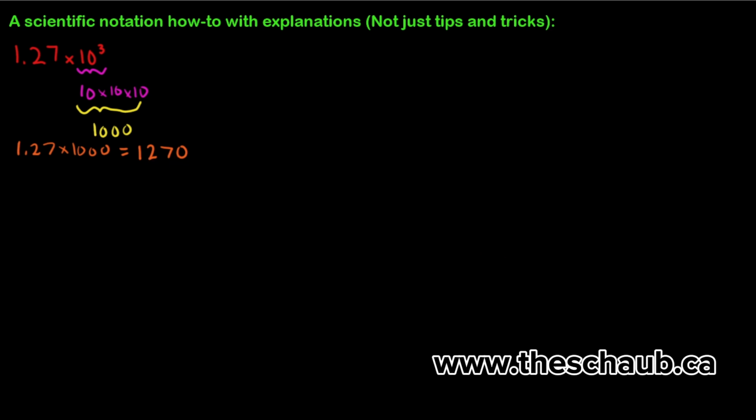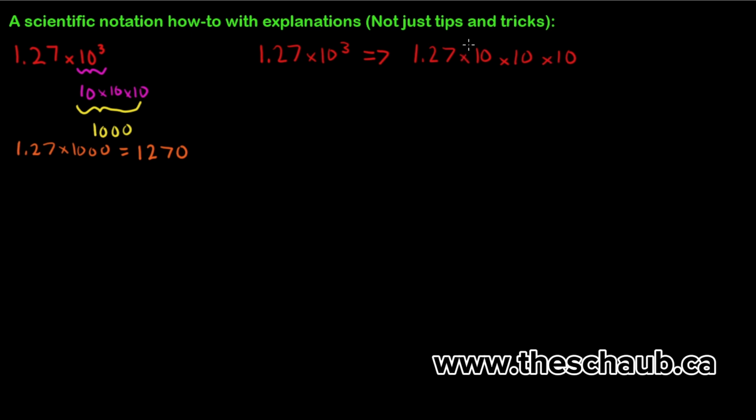1,270. Most often, when people explain how to take a number out of scientific notation, they just say if the exponent is positive, move the decimal to the right, and if the exponent is negative, move the decimal to the left. Let me quickly just explain why this works. 1.27 times 10 to the 3 is the same as 1.27 times 10 times 10 times 10, 3 times.